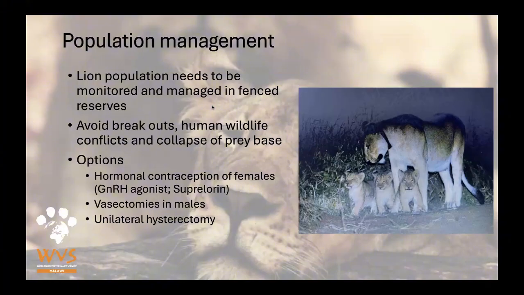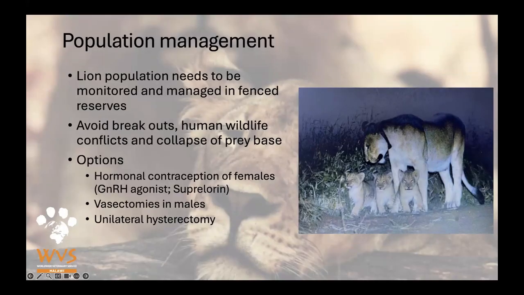So basically this naturally occurring system is not really happening anymore. So yes, you need to keep the number of lions in balance and avoid breakouts, which would then cause human-wildlife conflict. And with juvenile lions, you would see a collapse of the prey base, like it would literally deplete the park of any prey that lives there.